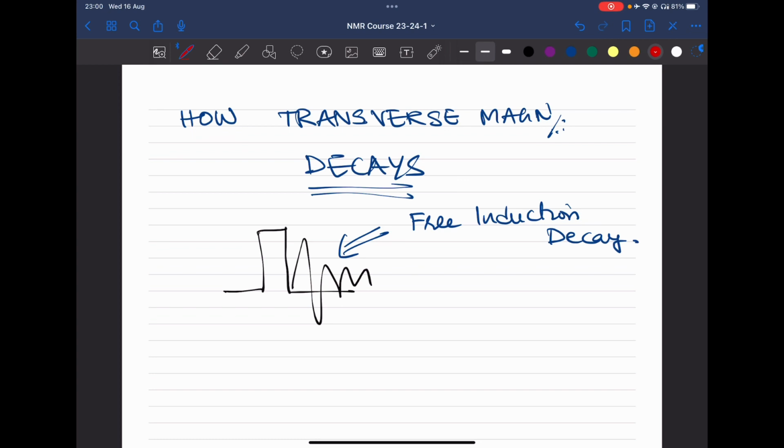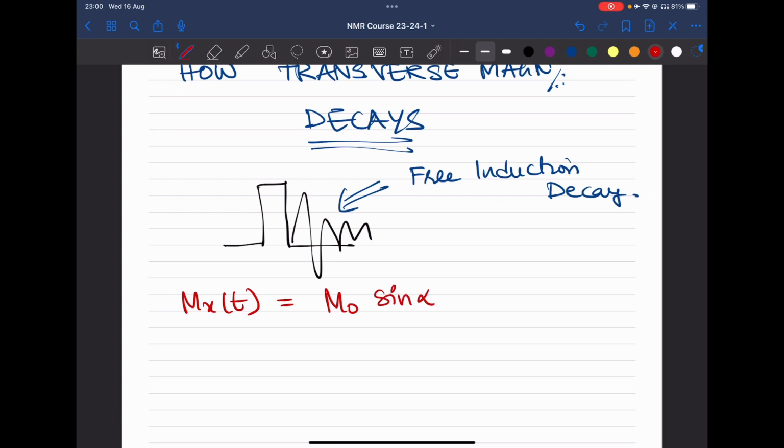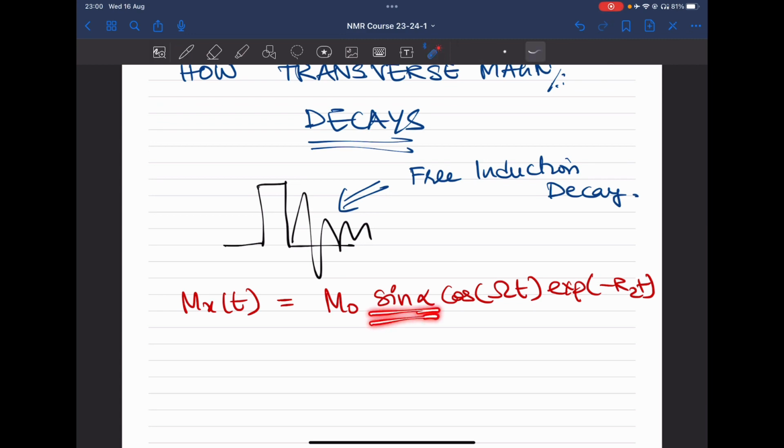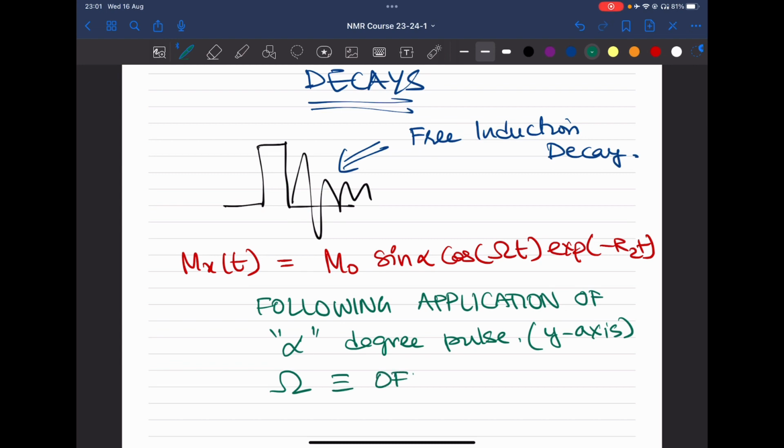So the first thing I would like to do from here on is to write a general way of looking at the magnetization as a function of time. It's going to be given by M naught times sine alpha cos omega t exp minus R2 t. If you might remember, we did not write this previously, but now we are writing a general term for Mx of t following application of an alpha degree pulse. In this case, it's the y-axis based pulse that is applied with an offset of capital omega.